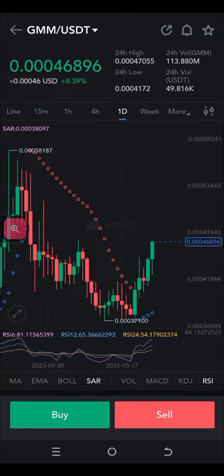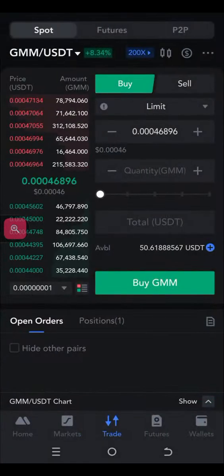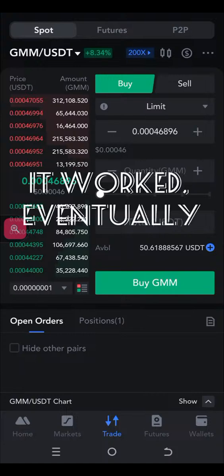This is actually interesting. I could actually do spot trading with this. But for now, I just want to relax and enjoy the fact that I have profit from this trade. That's really good. So eventually it worked out. Eventually, we were able to cash out on GMM.